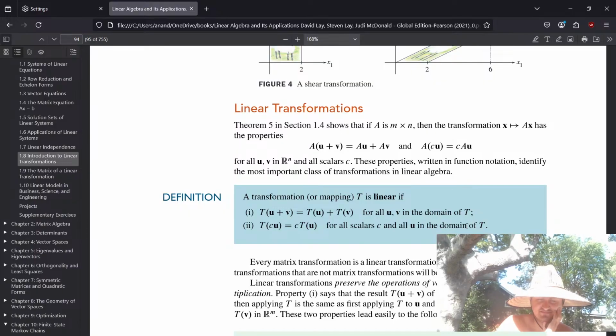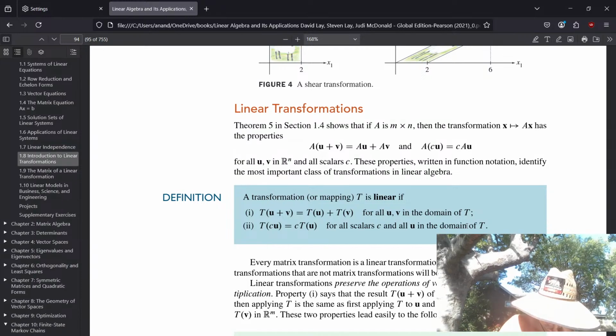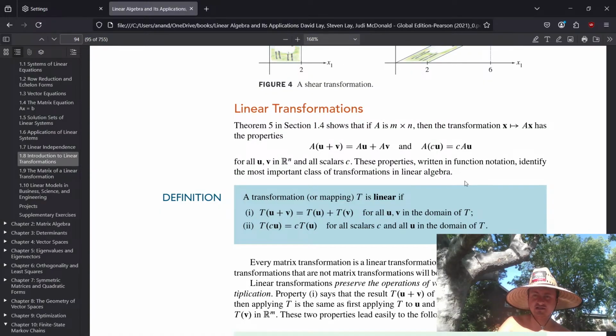All right, linear transformations. So matrix multiplication distributes over addition of vectors. So for A, B in R^n, and big A in R^(M by N), then A(u plus v) is equal to Au plus Av. So that's the first one. The second one is that a scalar can be pulled out of it.